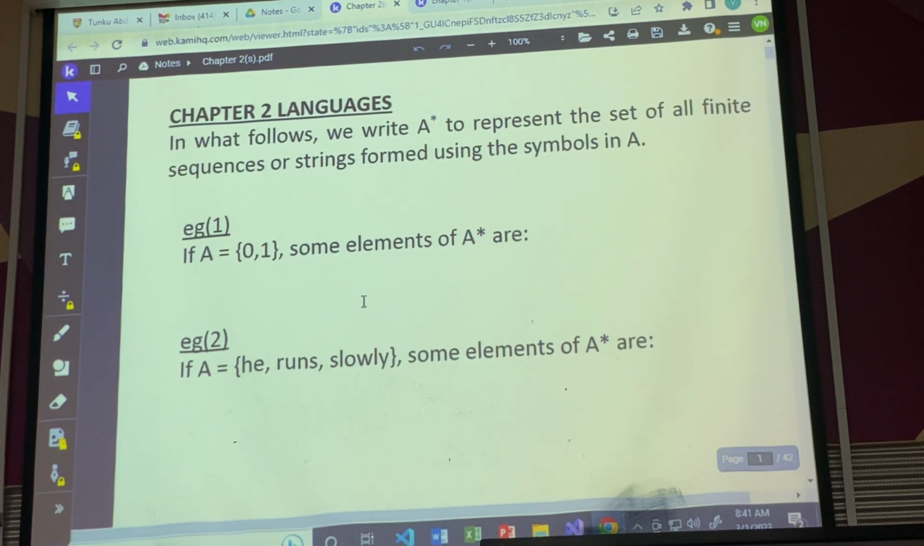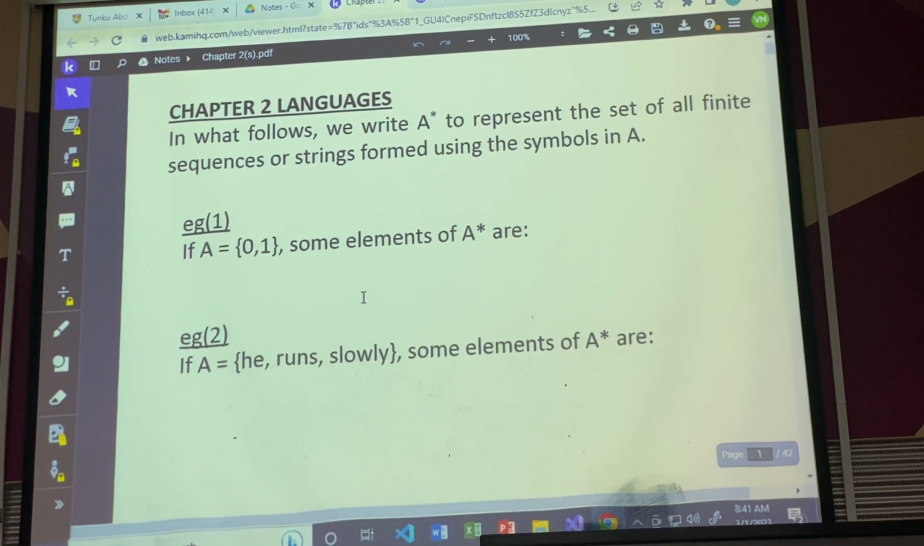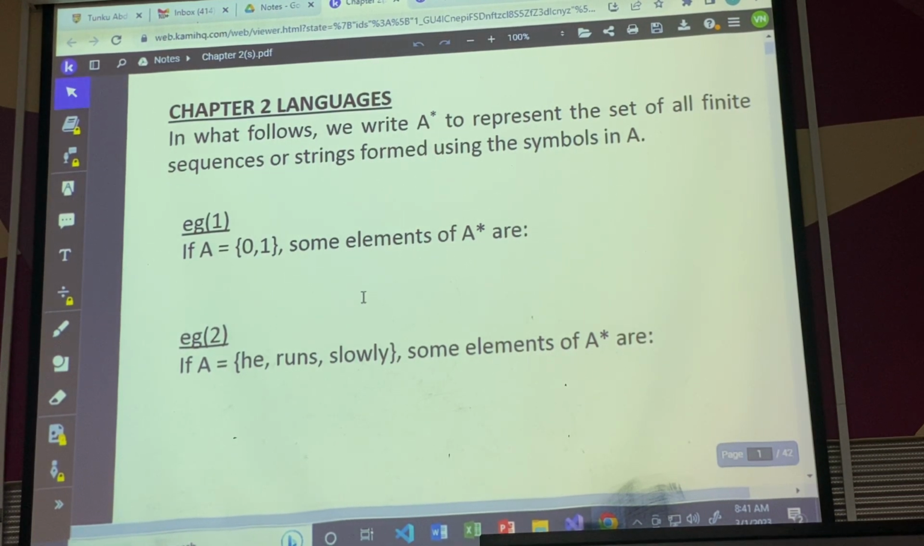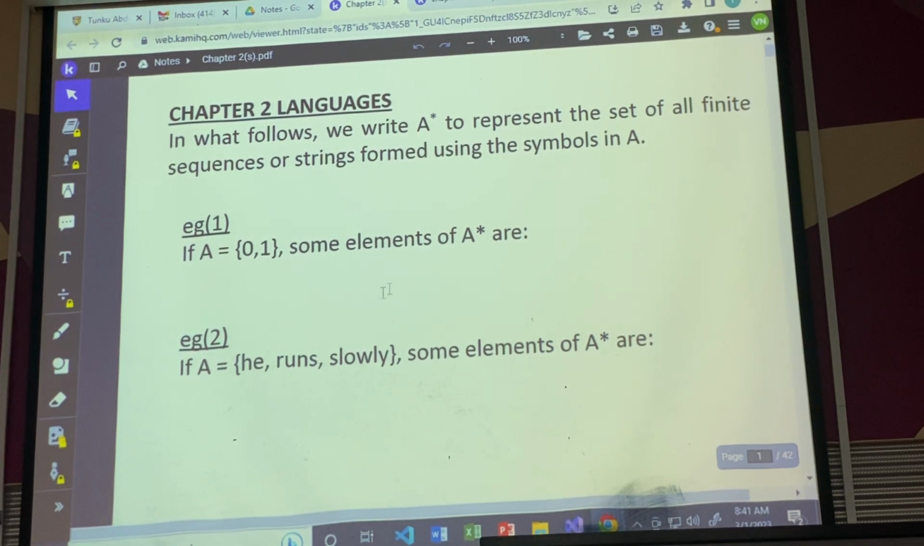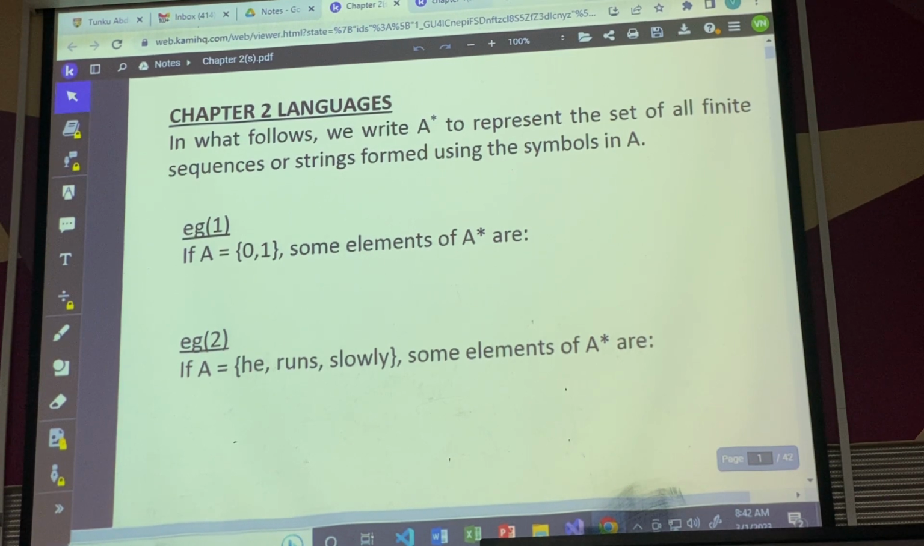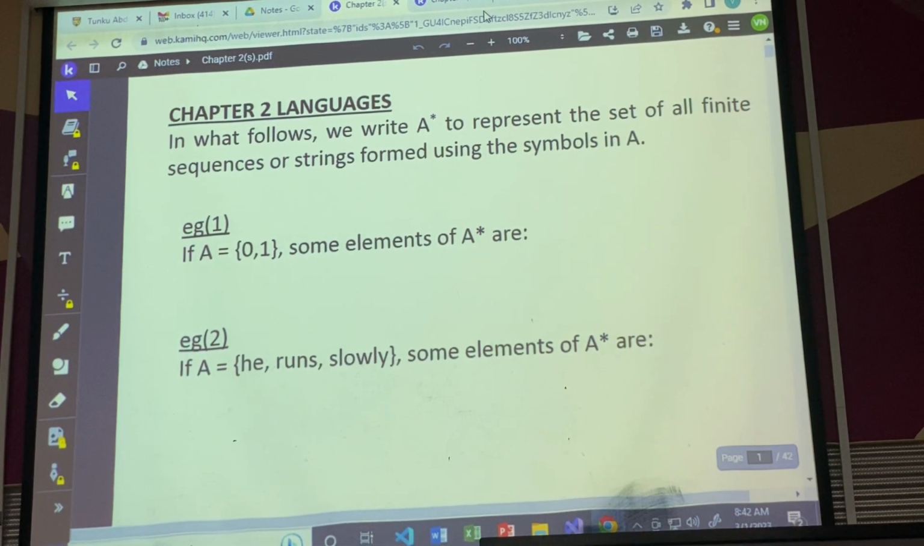Now, for chapter 2 here, we will look at what languages are. Before we go to the symbols, we will go through some explanation using examples. Some will use English words and English sentences, so we can compare them with what you will use in strings later on. Here you have to understand first the meaning of strings and sequences.